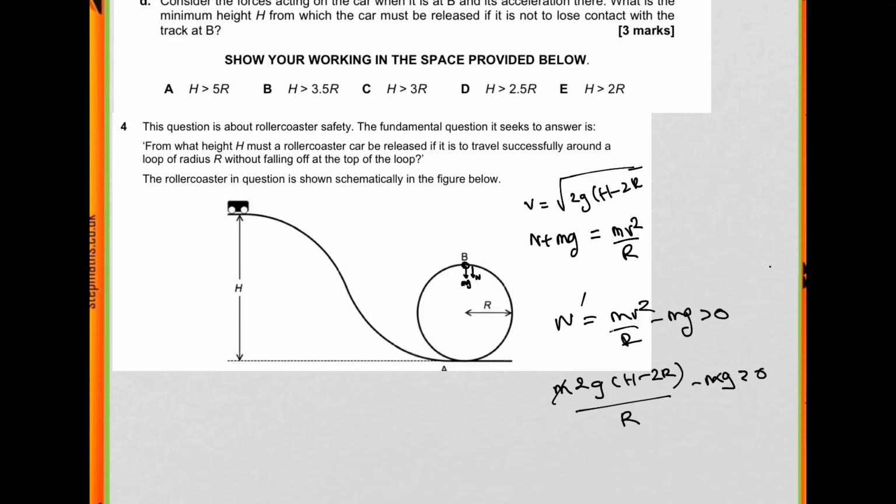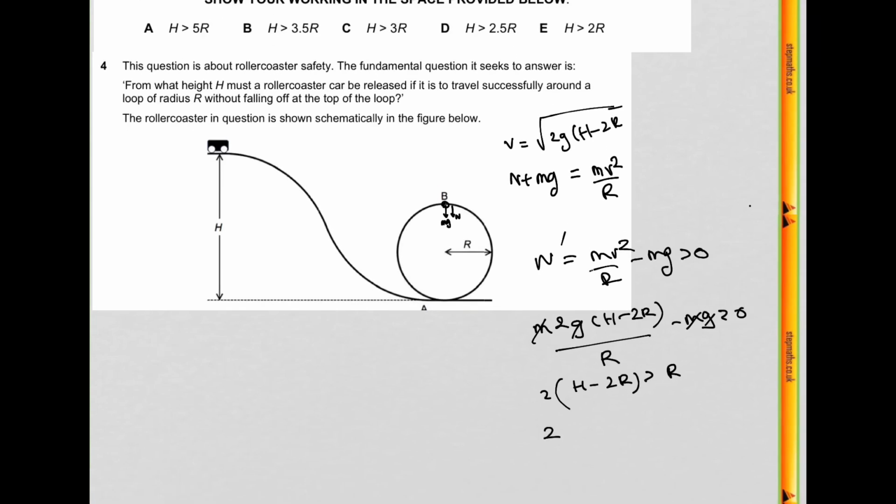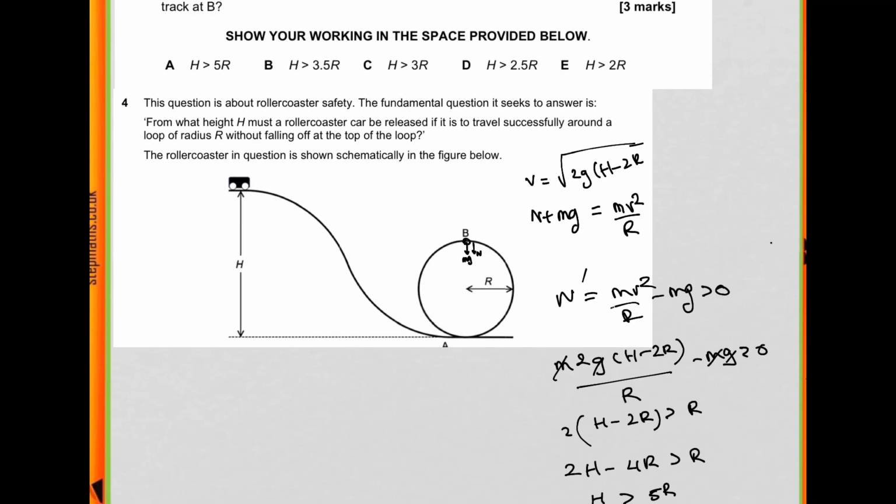So I divide through by m, divide through by g also, and I get that 2 times (h minus 2r) must be greater than or equal to r. So let's expand. This gives us 2h minus 4r is greater than r, and this gives us h must be greater than 5r over 2. So the answer is D.